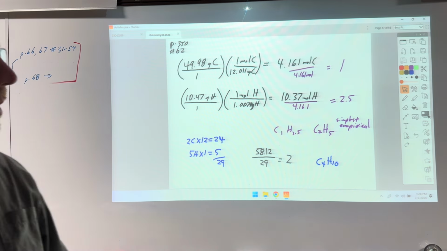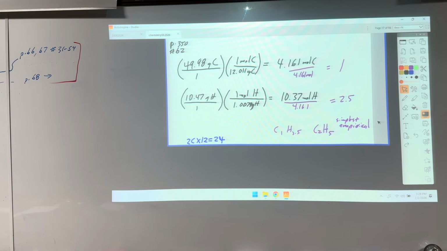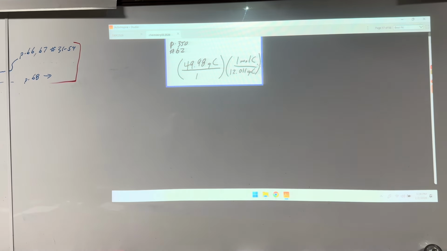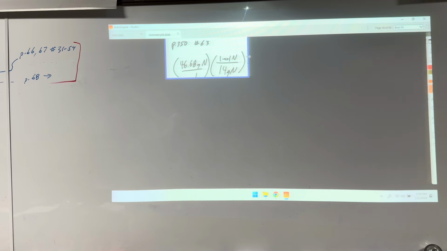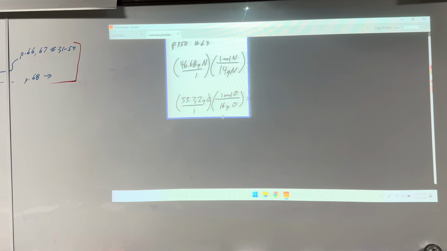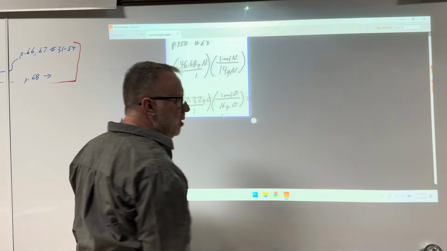Okay, going on to 63. A colorless liquid composed of 46.68% nitrogen and 53.32% oxygen has a molar mass of 60. What's the molecular formula? Well, they gave you percents, so we need to change those to grams right away. Pretend we have 100 grams. So just make the percents grams right away. Convert to moles, we'll say we had 100 grams.